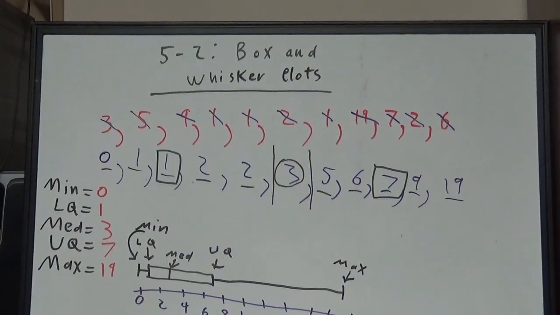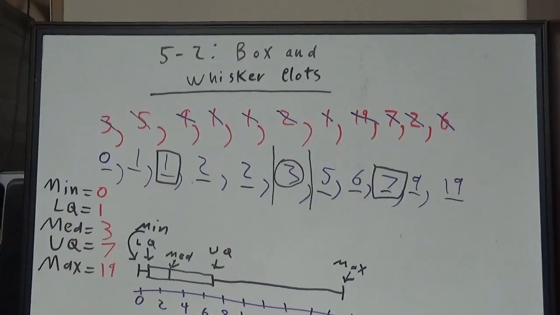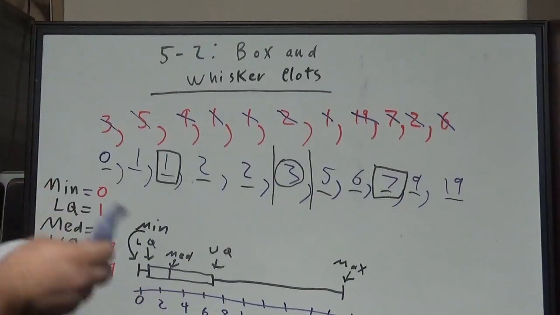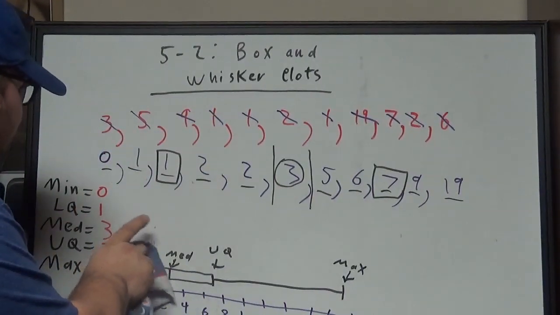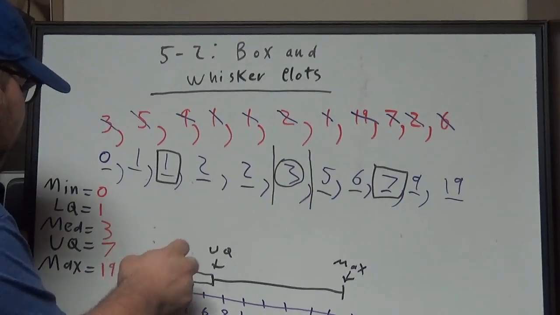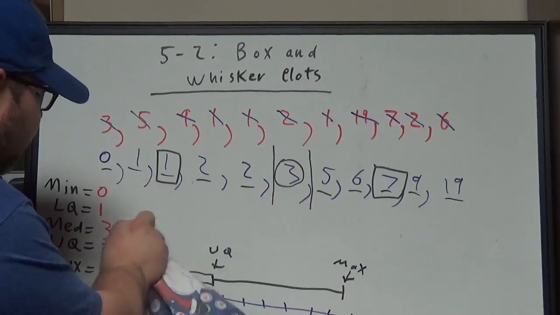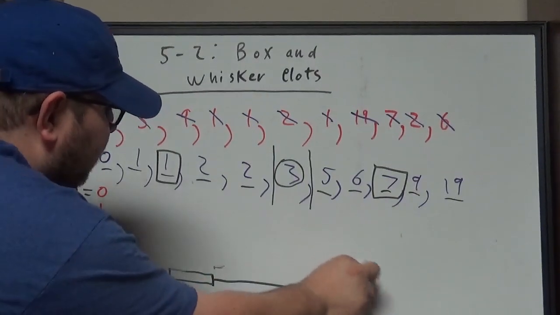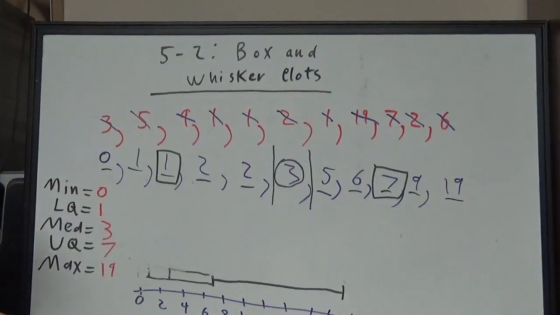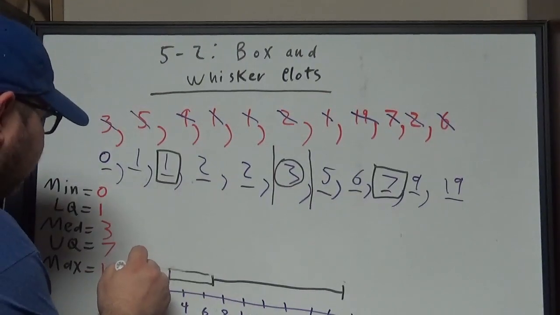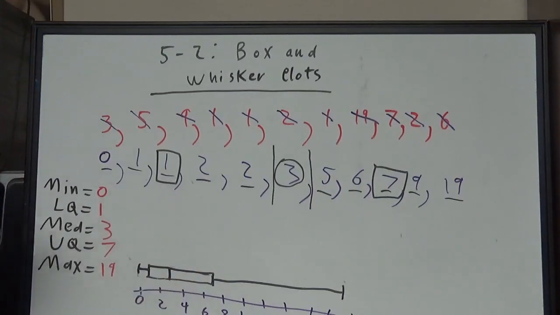Okay, I'm going to erase where it says minimum, lower quartile, median, upper quartile, maximum. I'm going to erase all that with my erasing towel. I'm probably going to have to redraw my box too, because I've erased a little bit of my box. Okay, that's okay though. I can draw that back in.